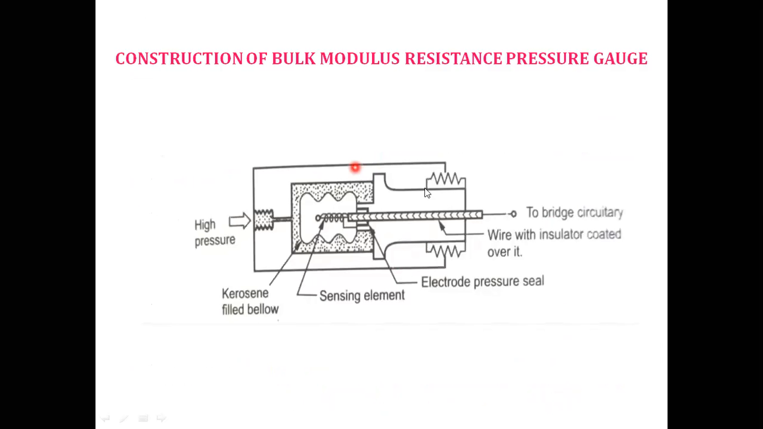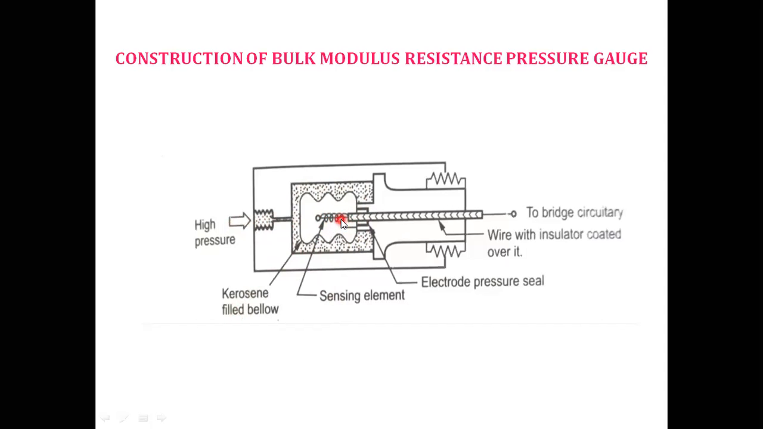This is the shape of the bulk modulus resistance pressure gauge. The high pressure is going to be applied here. This is just like a bellow shape. Okay, this is the bellow shape. The outside of this one is a kerosene filled bellow. Kerosene is going to be filled here. And this is the sensing element.